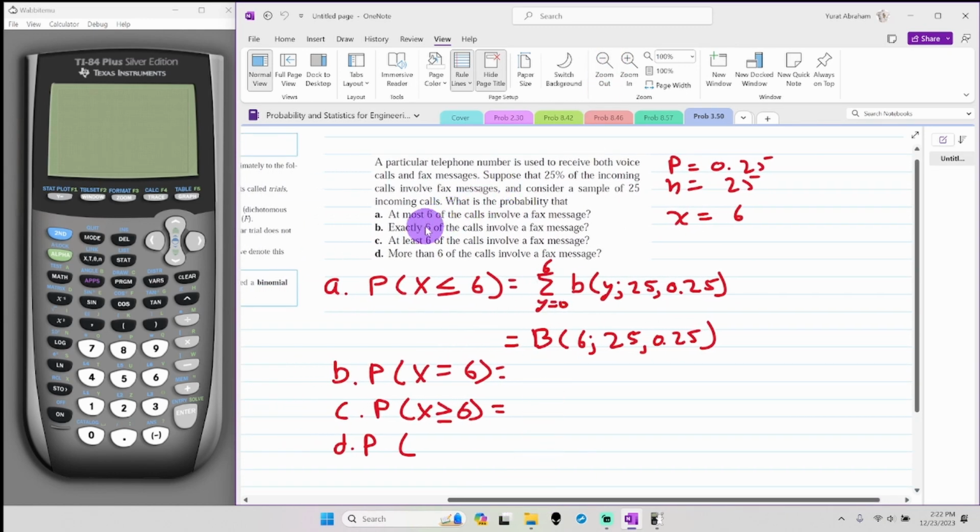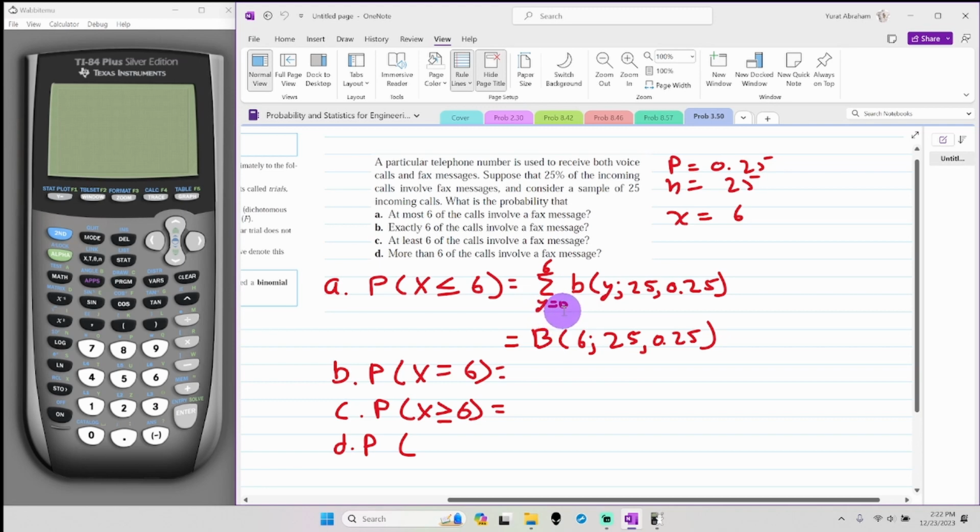So, letter A. At most, 6 of the calls involve a fax machine. So they want to know the probability of at most 6. At most, you'll write down as so: uppercase P, the probability when x is less than or equal to 6. That's what at most means. And in mathematical symbols here, in some textbooks you might see it reading like this, that's the 6 as most.